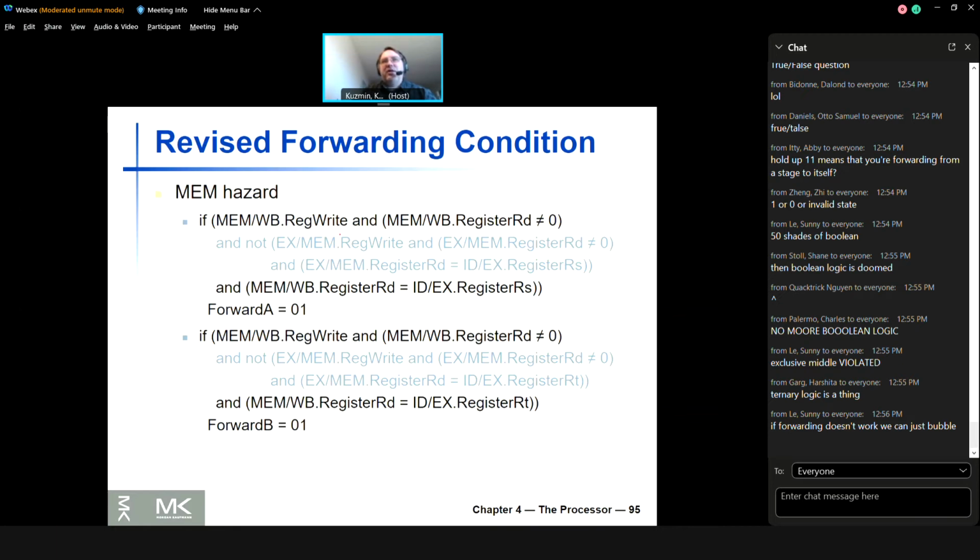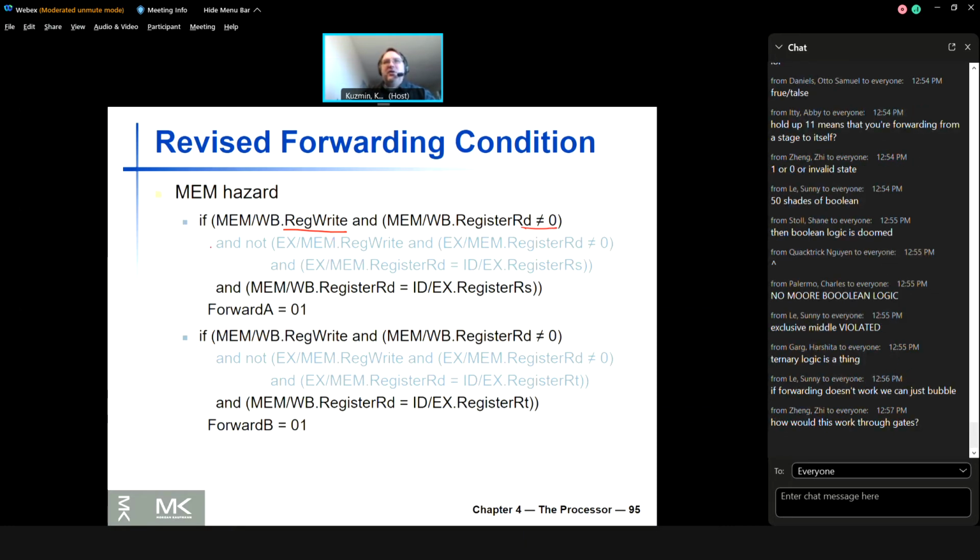If RegWrite is 1, so we are writing to the register, and this register is not register 0, and this is the condition that we are adding to make sure that we are not trying to do Roman numeral 1 and Roman numeral 2 at the same time. And we have the fact that, yes, indeed, one of their source registers is the same as their destination register of that other instruction. Yes, we need to forward. All right, so forward A is 0, 1.